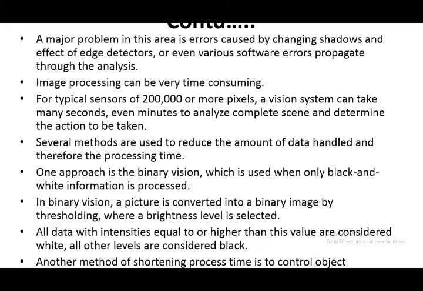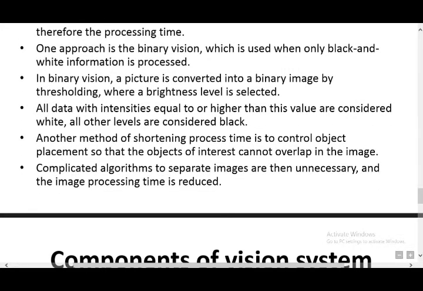In binary vision, a picture is converted into a binary image by thresholding, where a brightness level is selected. All data within the image equal to or higher than this value are considered white. Another method of shortening processing time is to control the object.